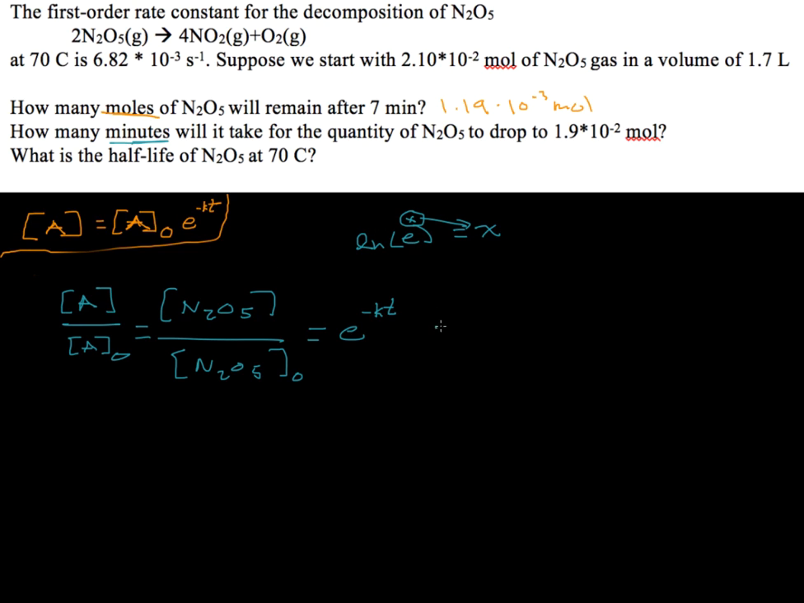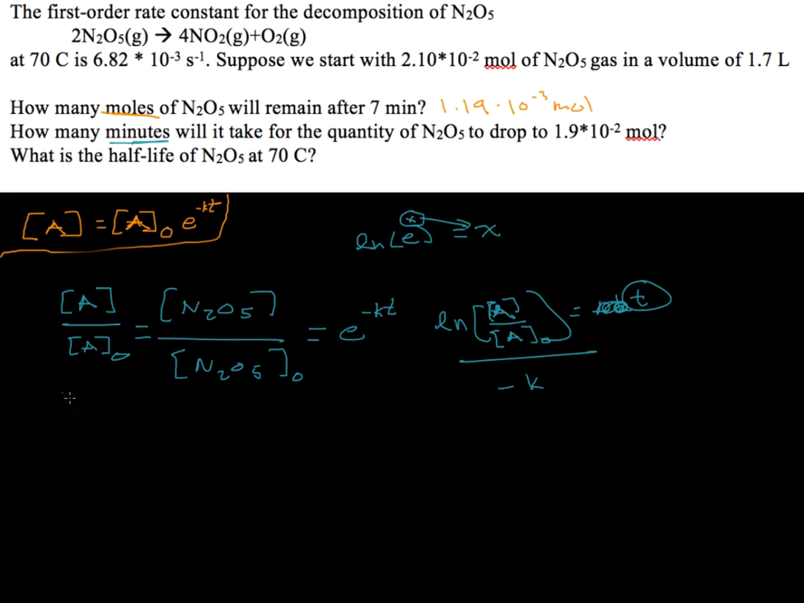So we can take the natural log of both sides, so the ln of A over A0 equals negative kt, and if we divide both sides by the negative rate constant, then we're just left with t on this side. And now we can begin to plug some values in to this equation.